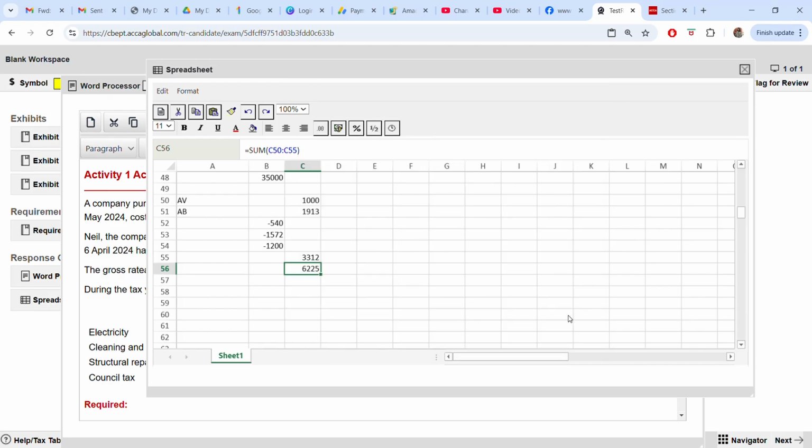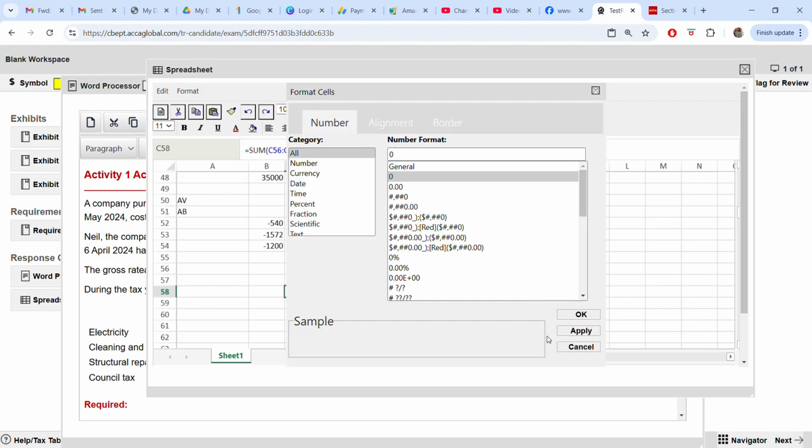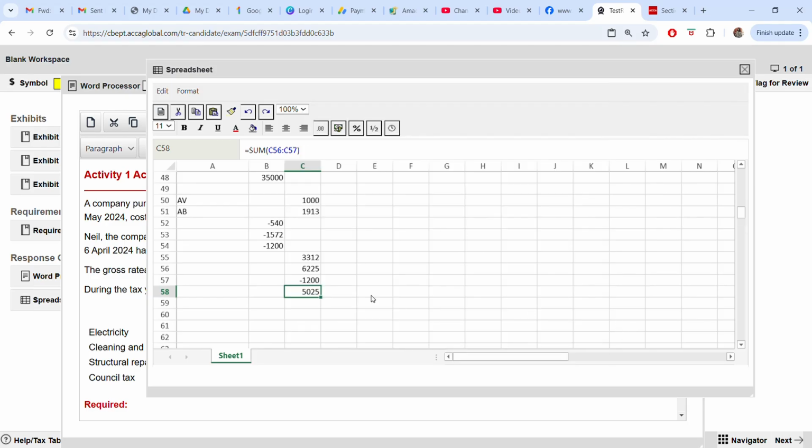Now remember, any contributions by Neil will be deducted. So what is the contribution by Neil? He is paying 100 per month. So it's 100 into 12. Because this contribution by Neil, the employee, it will be deducted from the benefit. Now we'll round this up. We'll go to custom and 0. Okay. So 5025 is your benefit.